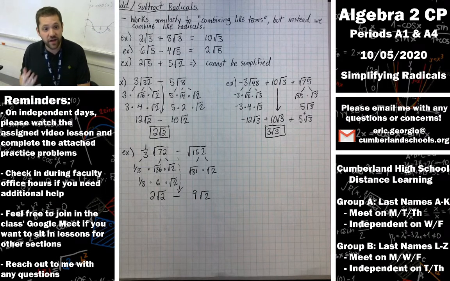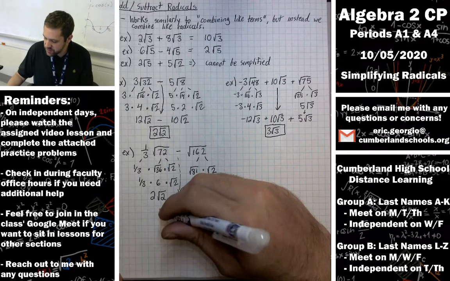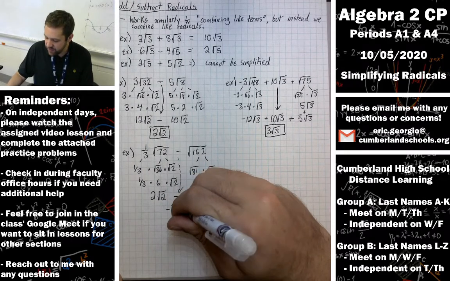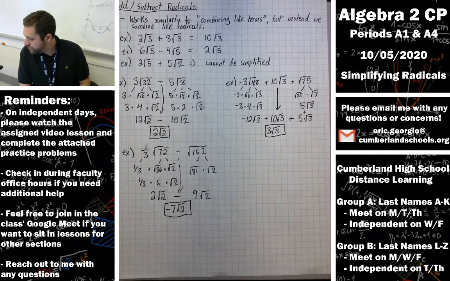And now, again, like terms in disguise, we see 2 square roots of 2 minus 9 square roots of 2 makes -7 of them. All right.